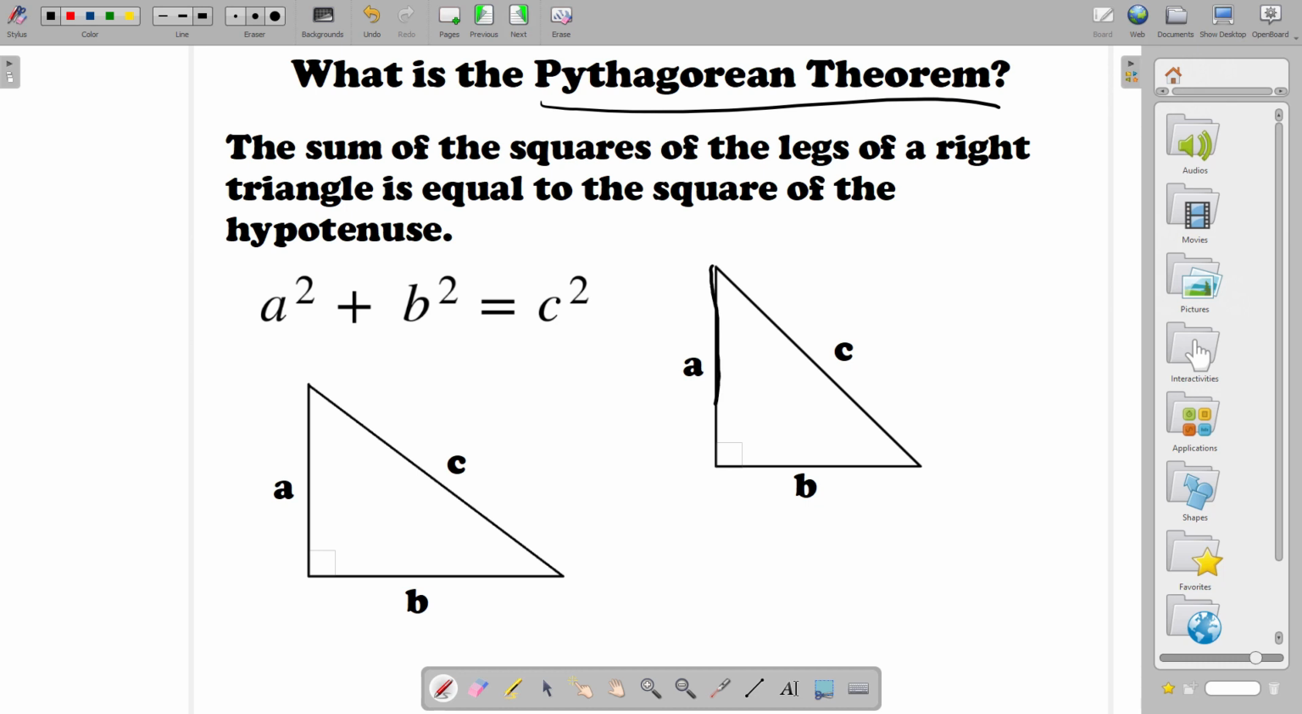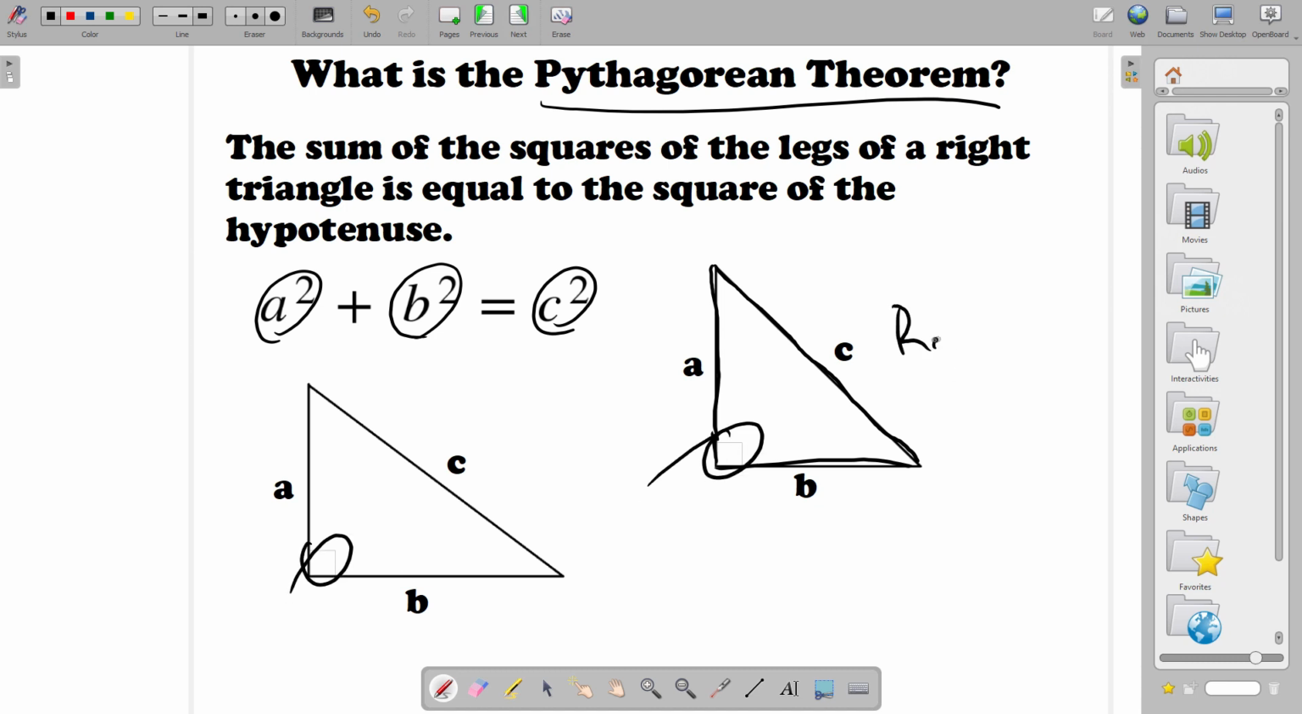So if you take the two legs of any right triangle and you square those, that will be equal to taking the hypotenuse and squaring it. That works on any right triangle. It has to be a right triangle. It will not work in any other triangle. It must be a right triangle.